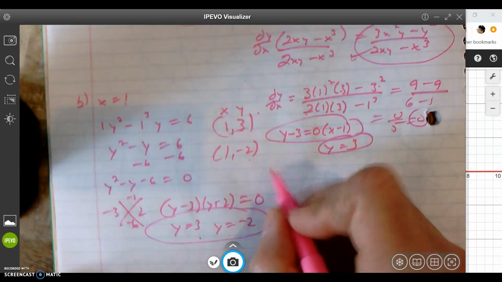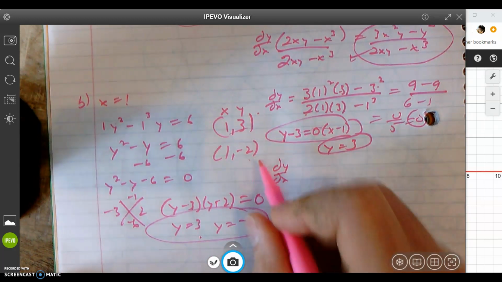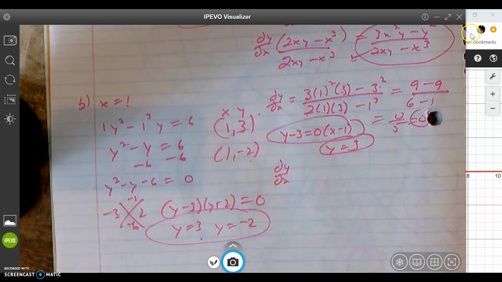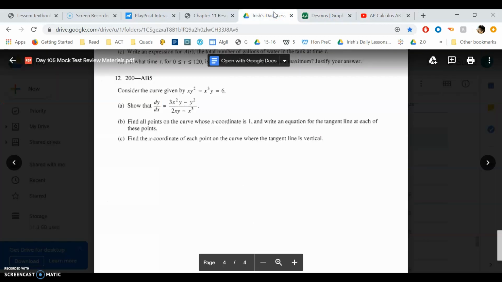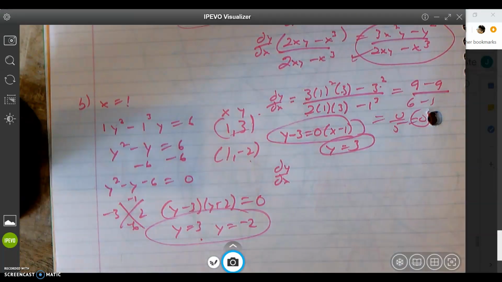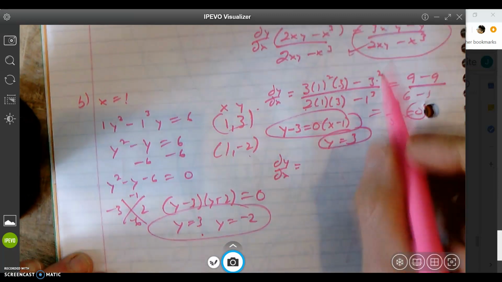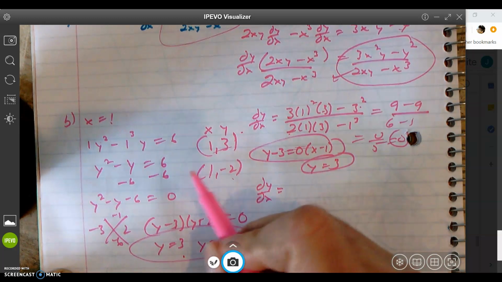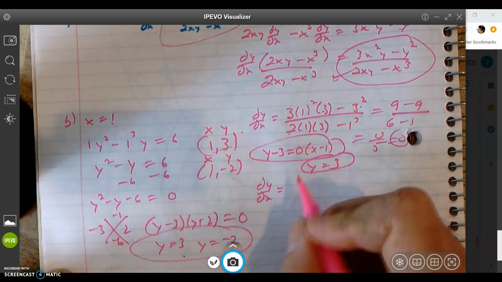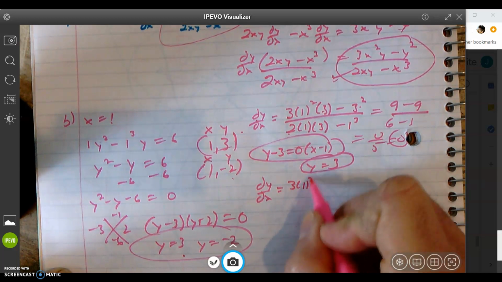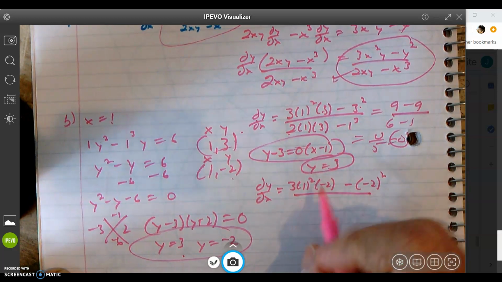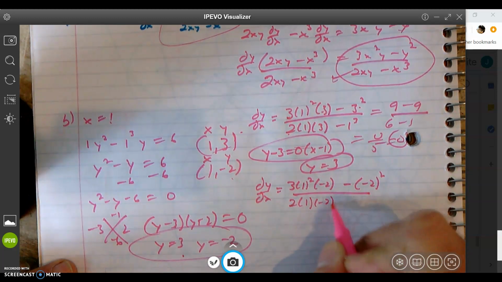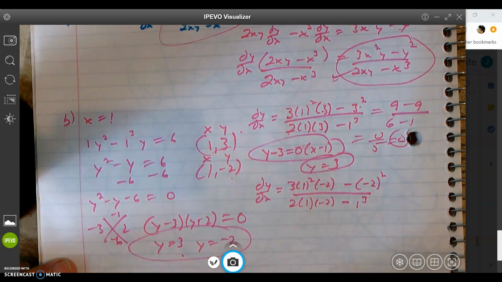All right, now next one, dy/dx at the second point, because there's a second point here on the graph. So I'm looking here, so this is 1, so there's got to be a positive slope. So it sort of looks something like that. Okie dokie. Oh, sorry, I need to go to this. All right, dy/dx equals, plugging in here again, same thing: 1 for x, negative 2 for y. So I have 3 times 1 squared times negative 2 minus negative 2 squared over 2 times 1 times negative 2 minus 1 to the third power.